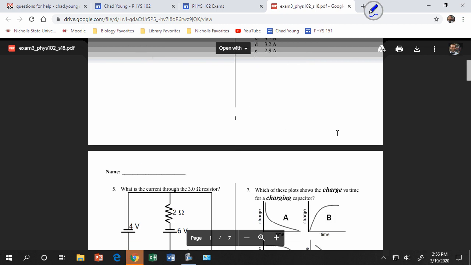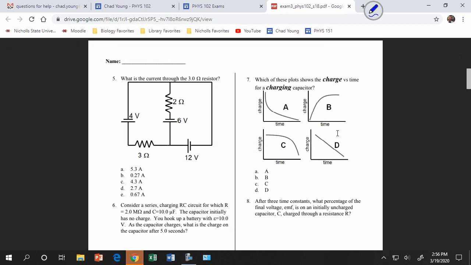All right, expect some multi-loop circuits. Let's do this number 5 as well. Some of you asked about multi-loop circuits, and then we'll get into the right-hand rule stuff.